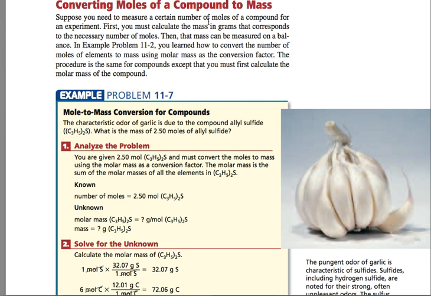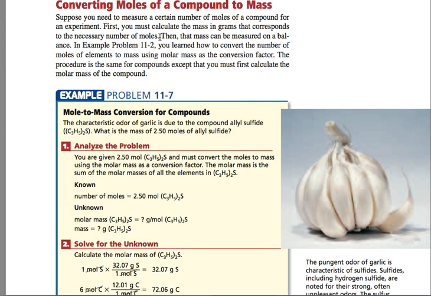Suppose you need to measure a certain number of moles of a compound for an experiment. First, you must calculate the mass in grams that corresponds to the necessary number of moles. So if you know that 1 mole is 52 grams, then you need to measure out 52 grams to get your 1 mole. Okay. Then that mass can be measured on a balance.